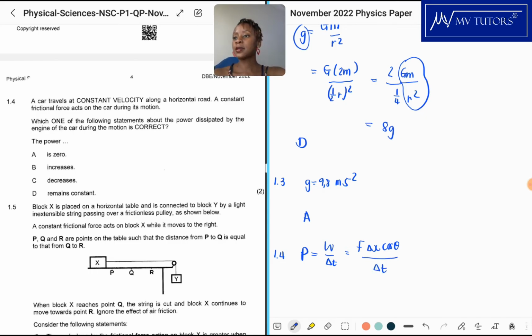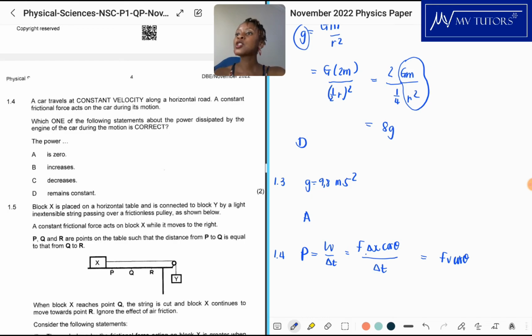And what else? We know that delta x over delta t can be velocity, right? So we have F v cos theta. So we have quite a few options here in terms of power, so we can see what we focus on depending on the information that we have.